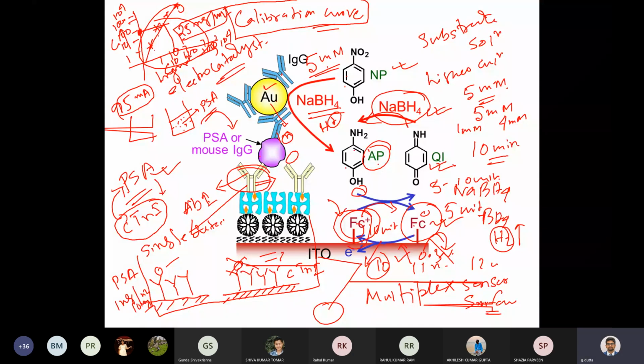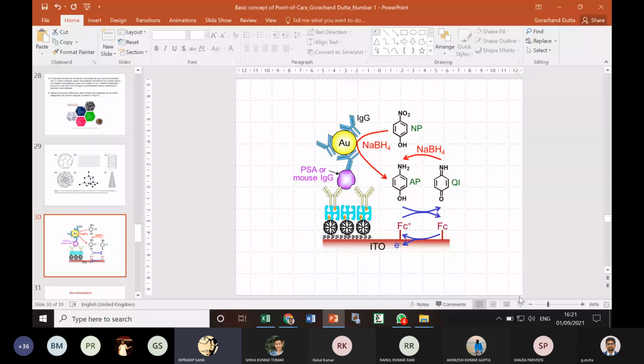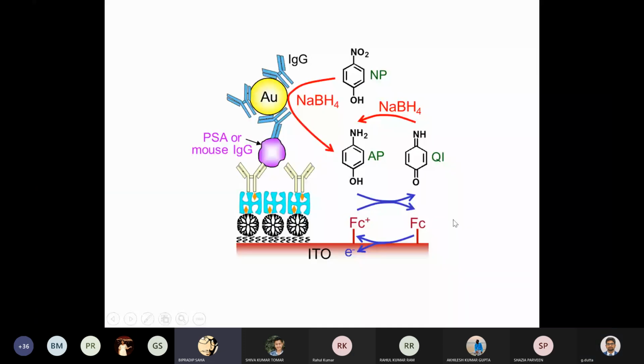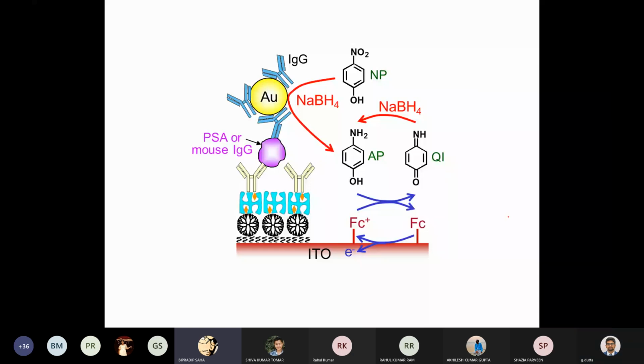Sir, I have a question. Okay, yes, continue. What is your question? My question is why we need the Fc plus and Fc0, because we can calculate the electron from NP and AP itself, right? Yes. From this reaction we can calculate the electron by using potential. So why the use of Fc plus and Fc0 specially?